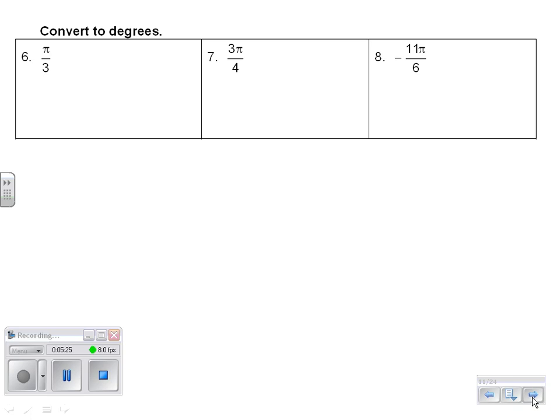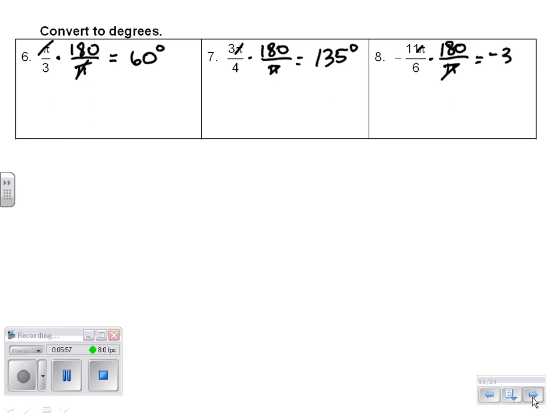Now converting back to degrees, we want to get rid of the pi, so we multiply by 180 over pi. Those reduce, and you just have 180 divided by 3, which is 60 degrees. Here, with 180 over pi, the pi's are gone. Now 4 goes into 180 45 times, and 3 times 45 is 135. You can use a calculator on it if you want to. And with 180 over pi, the pi's cancel. 6 goes into 180 30 times. We multiply and get 330 degrees.